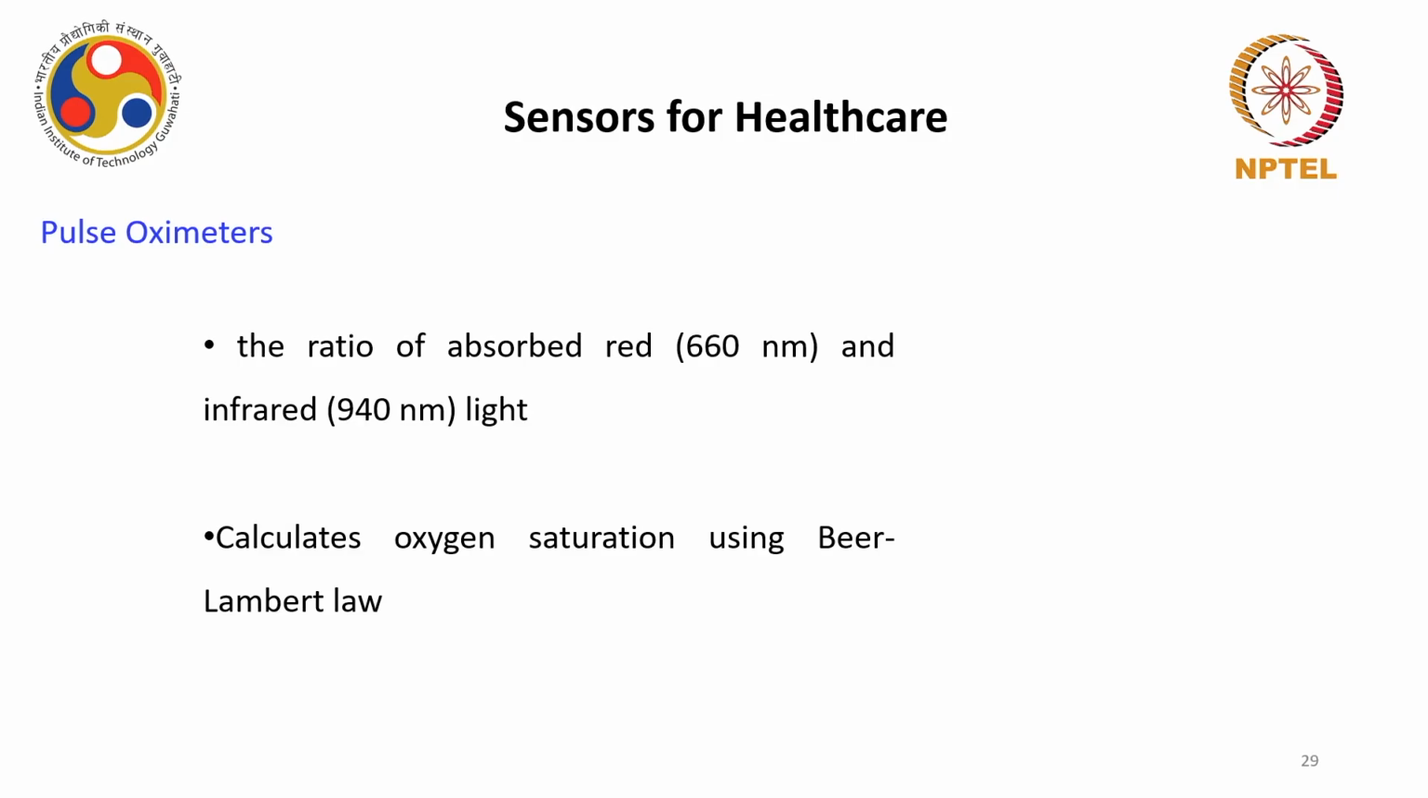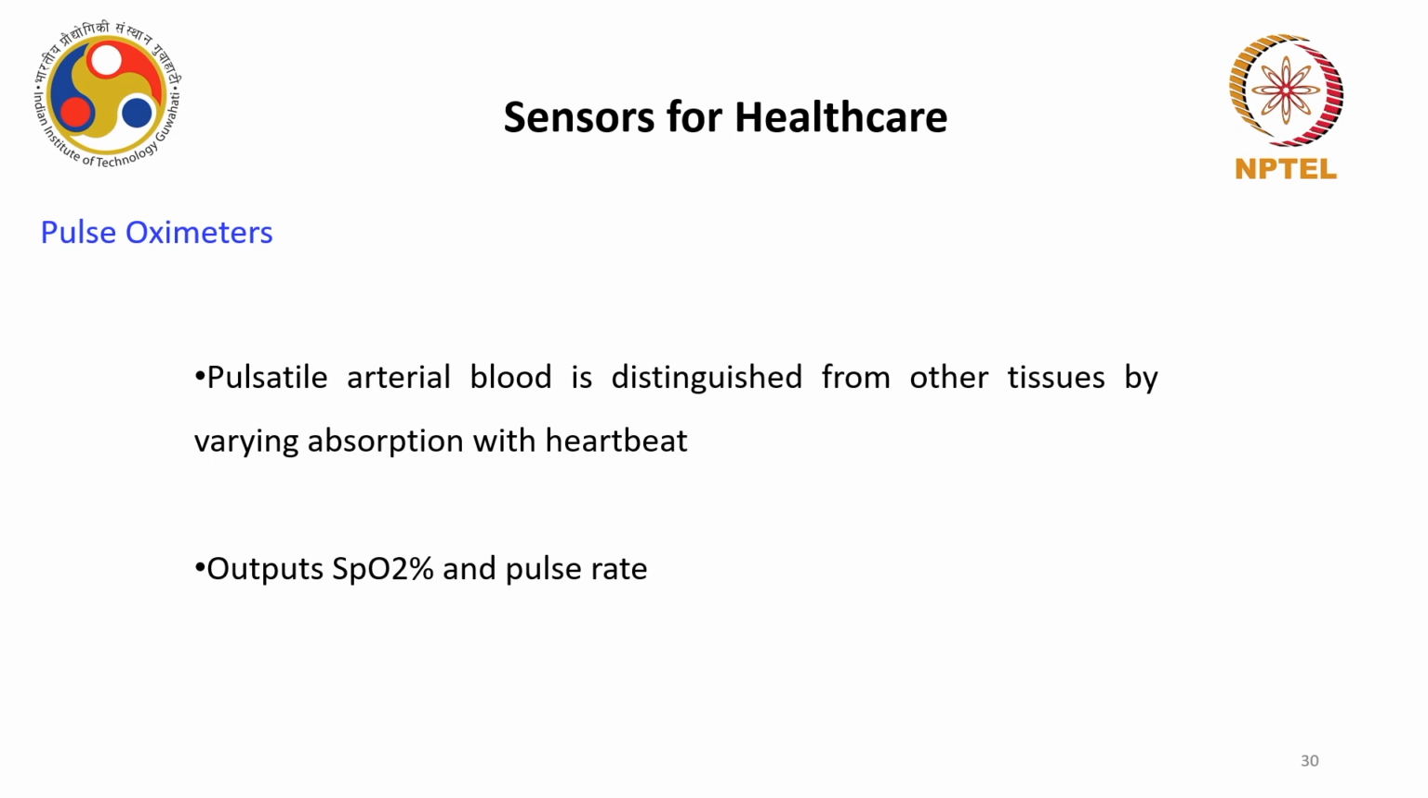Okay, so when you clip this pulse oximeter on your finger, it passes these two wavelengths of light, and at the other end you have a photodetector which measures the transmitted light. Whatever has been absorbed by the blood, it takes into account, of course. Okay, so basically the ratio of the absorbed red and the absorbed IR, so 660 nanometer absorption and 940 nanometer light absorption ratio is calculated, and it calculates the oxygen saturation using the popular Beer-Lambert law, which we have discussed in more detail in our previous lectures.